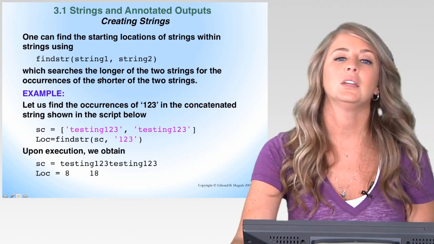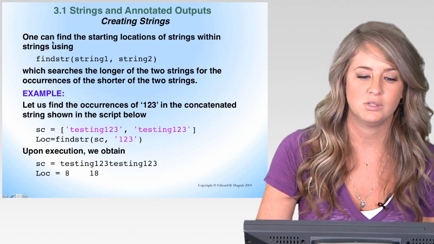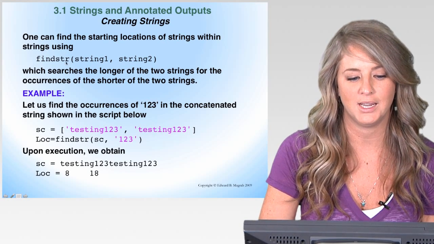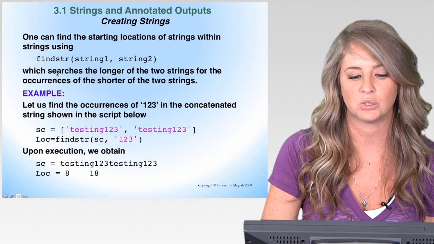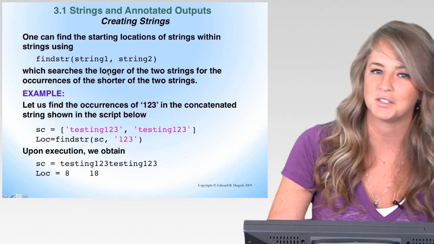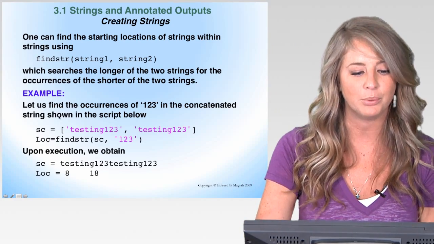You can find the starting location of strings within a string by using this function here, findstr, so findstr, and then you can list the strings here. It searches for the longer of the 2 strings for the occurrences of the shorter of the two strings. So what does that mean? Let's look at an example here.